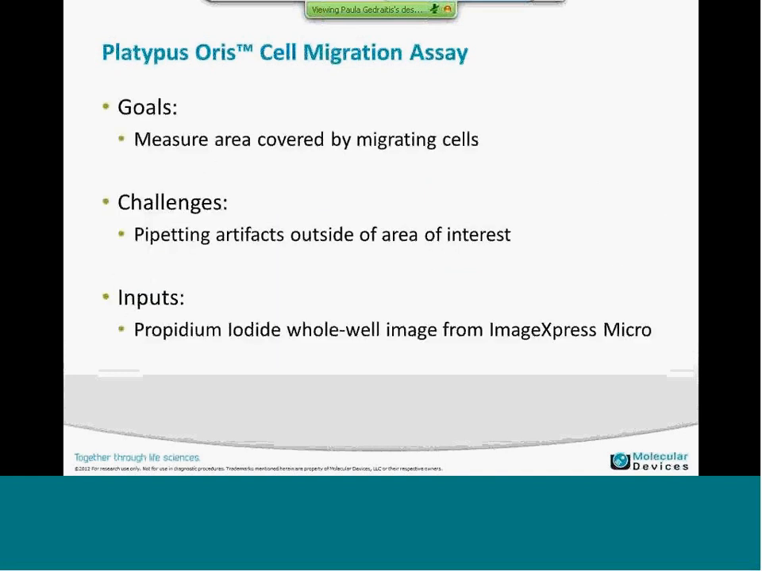So the goal is to measure the area covered by those migrating cells, or the area of the hole. It would be larger without migration and smaller when there is migration. The challenge in this assay is finding artifacts that are outside of the area of interest, which you'll see in some of the example images that we have. The input that we're using is just a propidium iodide stain, a whole well image from the MetaXpress Micro.